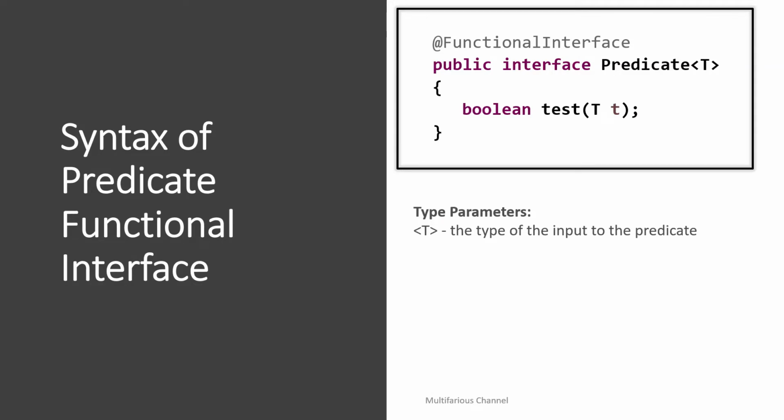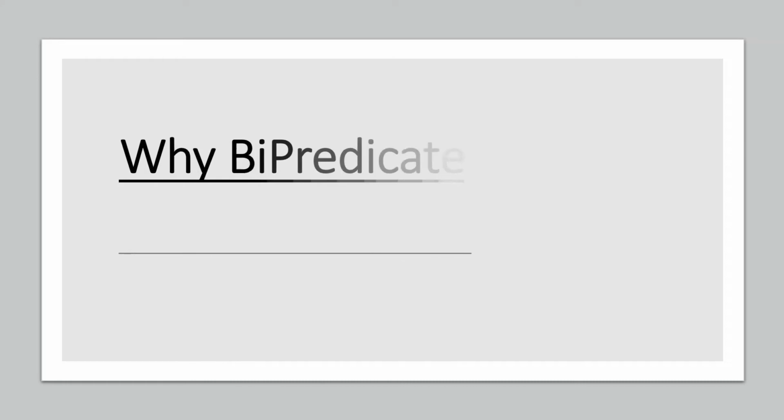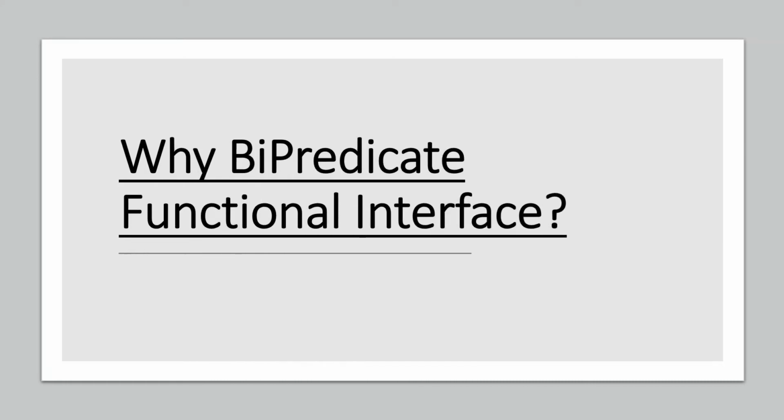So don't worry, Java has a solution for this also. It comes up with a two parameter variant of predicate which is known as BiPredicate. So why do we need BiPredicates? BiPredicates are required when you want to write a predicate that takes two input values.